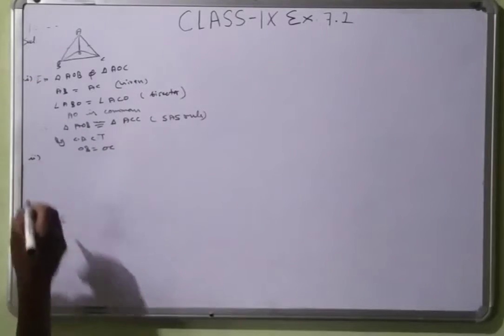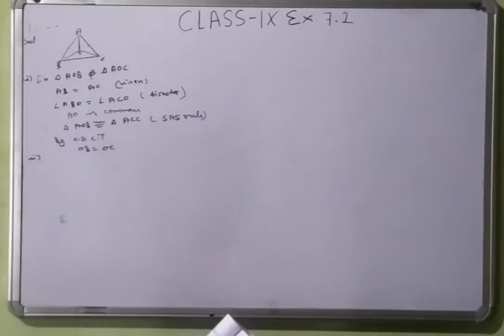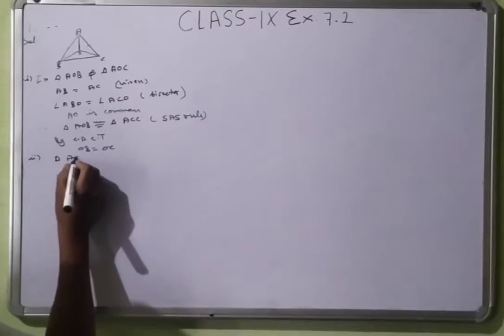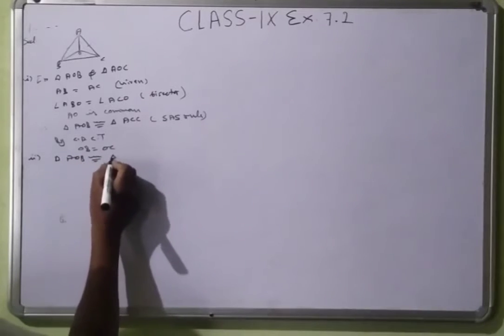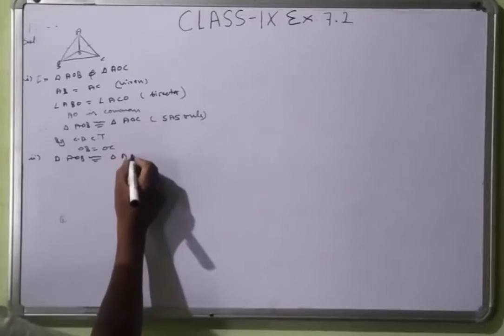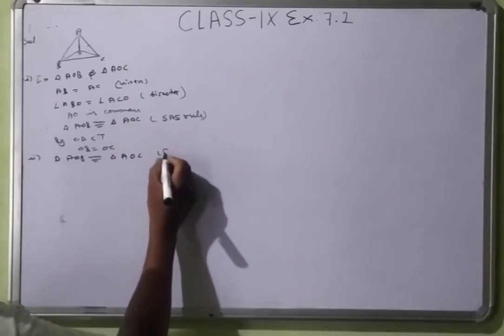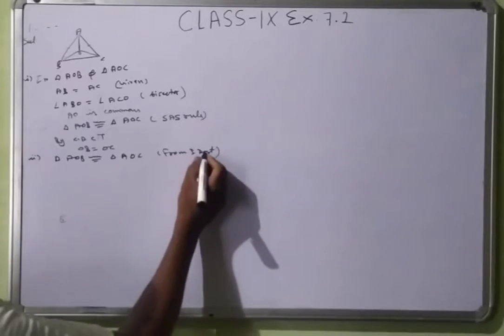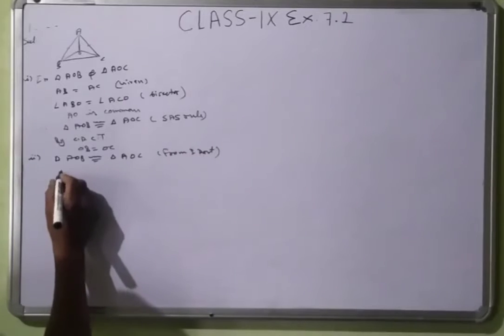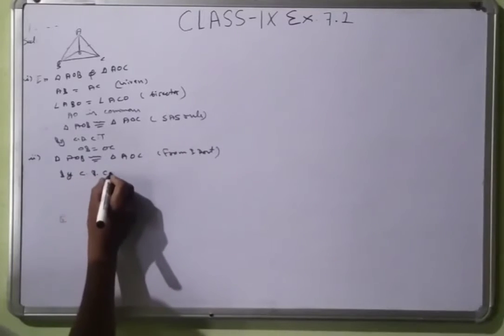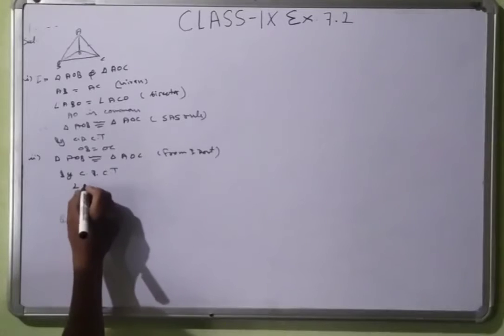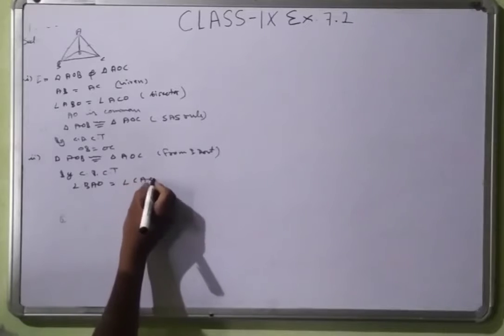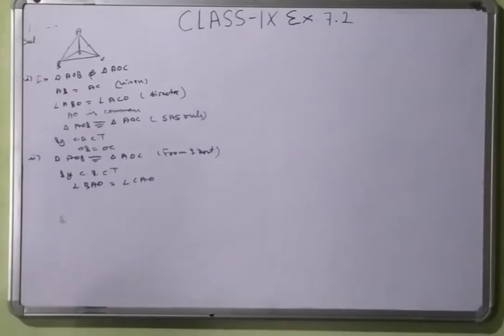Second part, AO bisects angle A. Triangle AOB is congruent to triangle AOC from the first part. By CPCT, angle BAO is equal to angle CAO. That is proved.